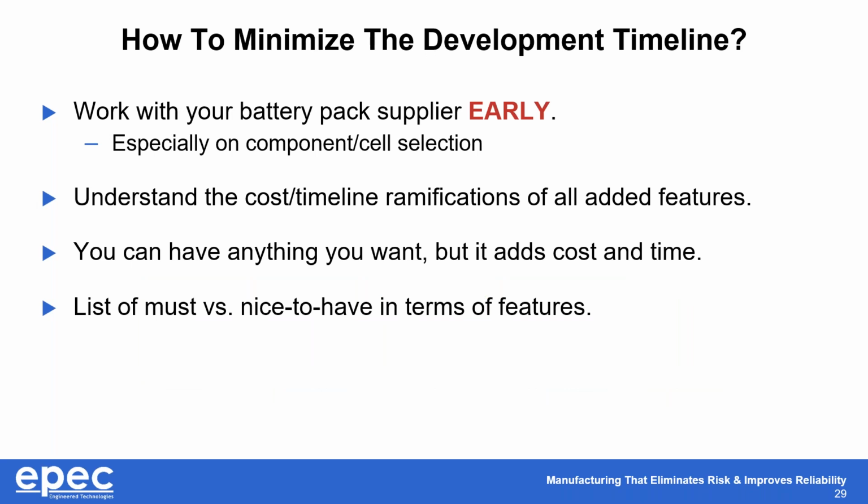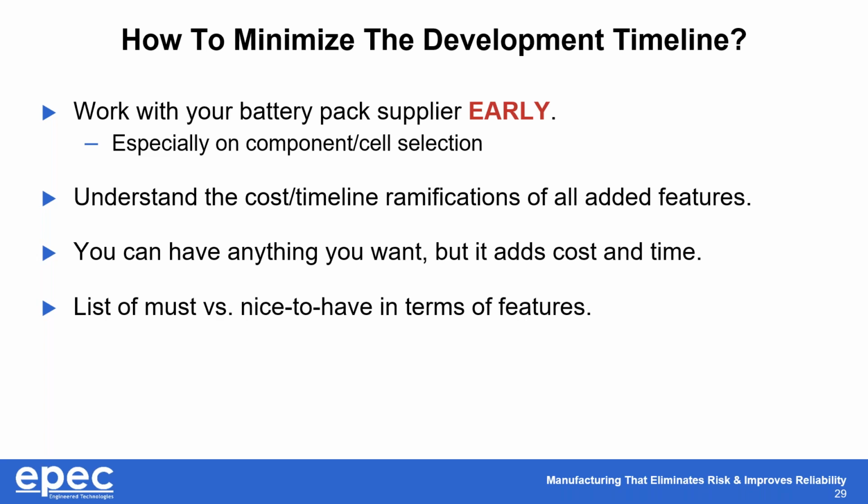So how to minimize your development time? The best thing you can do is to start talking to a battery pack manufacturer early in the design before you get too far down the road, especially because if you decide you want a certain management IC or you want a certain cell, you can back yourself into a corner really fast if you pick something like a 50-week lead time from TI IC or a cell that's just not readily available. And that's why you want to talk to your battery folks early, all right?